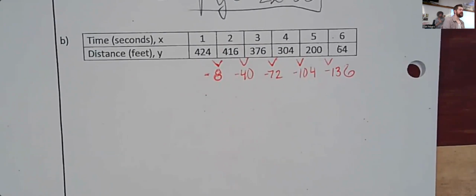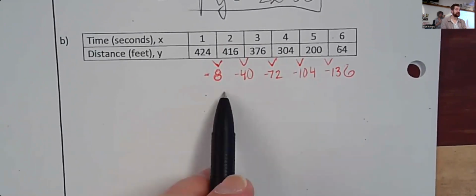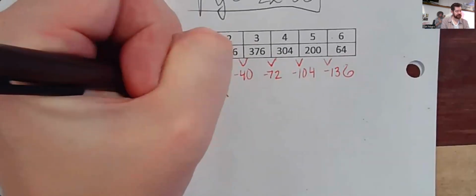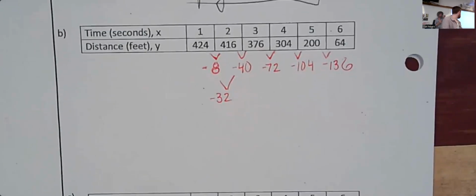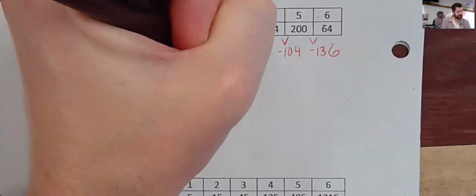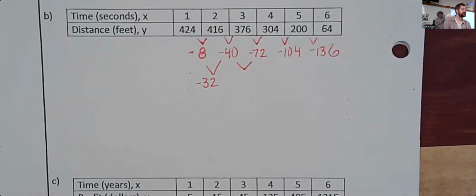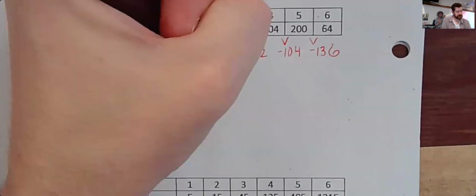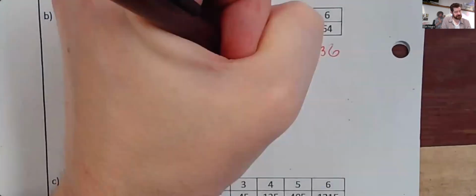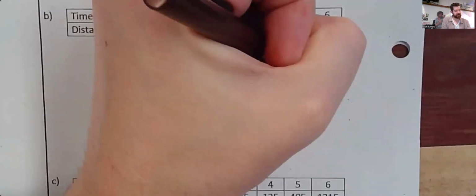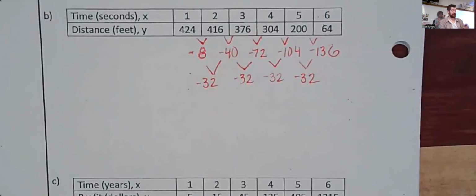What about our second differences, though? What if we find the differences between the original differences? What about -8 down to -40? -32. So that's a decrease of 32 from -8 down to -40 is a decrease of 32. How about 40 to 72 in terms of negatives? Decrease of what? 32 again, right? So -32. 72 to 104, what do we think? Probably -32, okay? And then 104 down to 136 negatives. That would be also -32. So this time, the second differences are congruent.